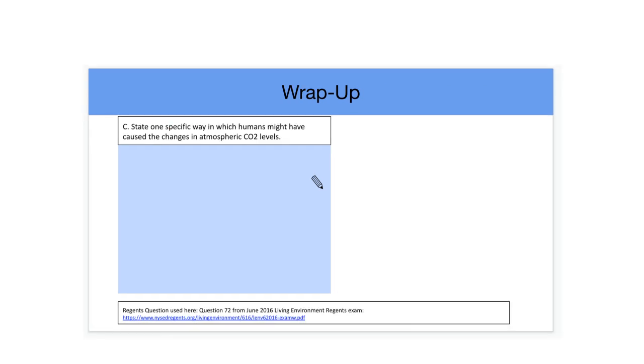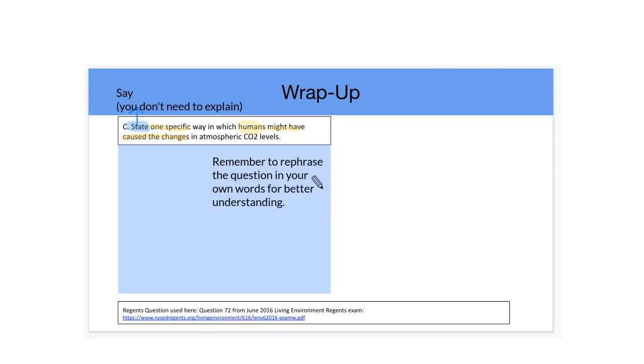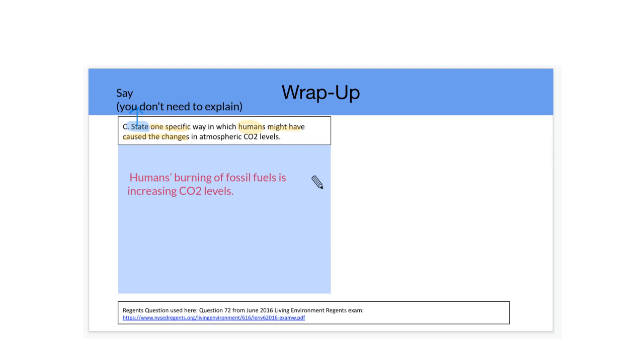State one specific way in which humans may have caused the changes in atmospheric CO2 levels. Again, think about the question, pause the video, think about your answer, write it down, and then come back to the video for the final answer. All right, so maybe you wrote something like, humans burning fossil fuel is increasing CO2 levels.